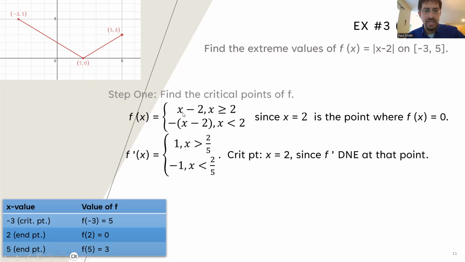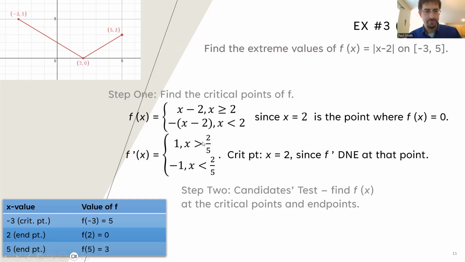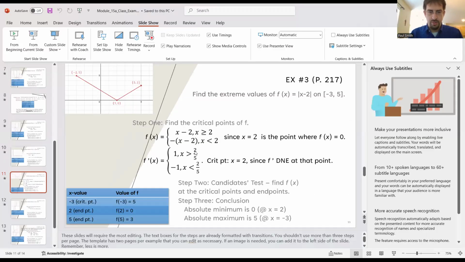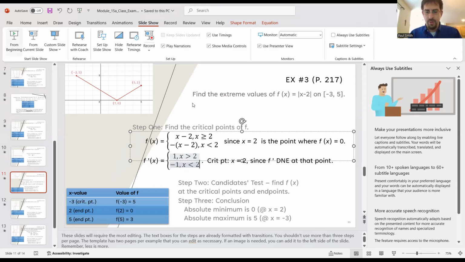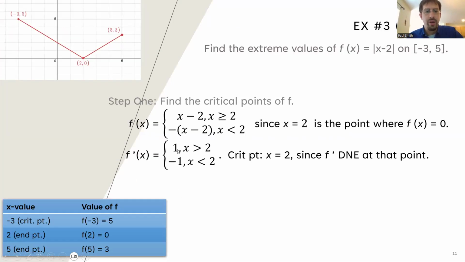So I'm going to write this as a piecewise function: x minus 2 is the piece when x is bigger than or equal to 2, and negative x minus 2 is the piece when x is less than 2. That's the point where f of x is equal to 0, x equals 2. So when I take my derivative, let me fix this really quick. Okay. So when I take my derivative, it is 1 to the right side of 2 and -1 to the left side of 2.